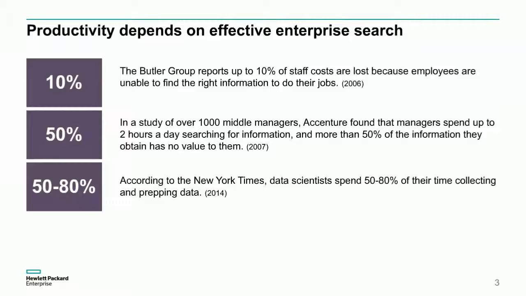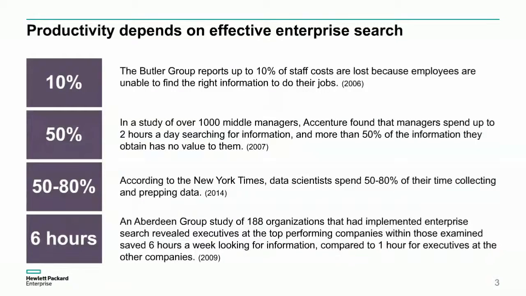In 2014, the New York Times found data scientists spend 50 to 80% of their time collecting and prepping data. That's prepping and collecting, not even analyzing. As we all know, data scientists are a rare breed, and this study indicates that they spend the bulk of their time doing grunt work.